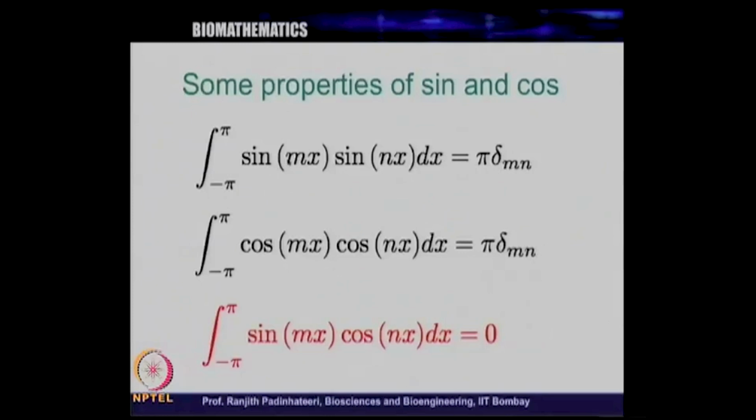What does that mean? Only when m equals n do you get this value, and in all other cases this integral is 0. When m is not equal to n, this integral is 0. Similarly, the integral of cos mx cos nx dx is 0 when m is not equal to n, and equal to pi when m equals n. Similarly here, and here this is always 0. So this integral of sin mx cos nx is always 0.